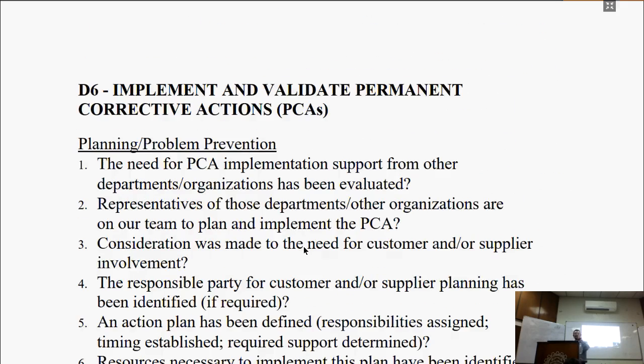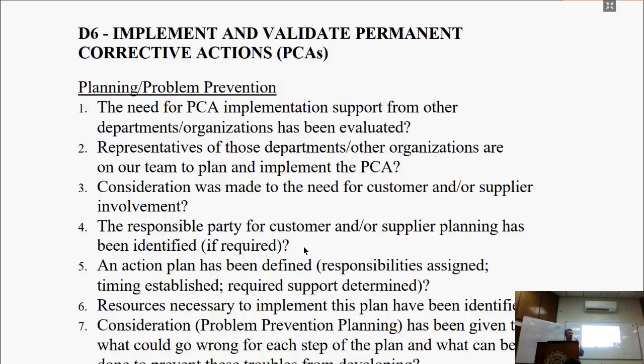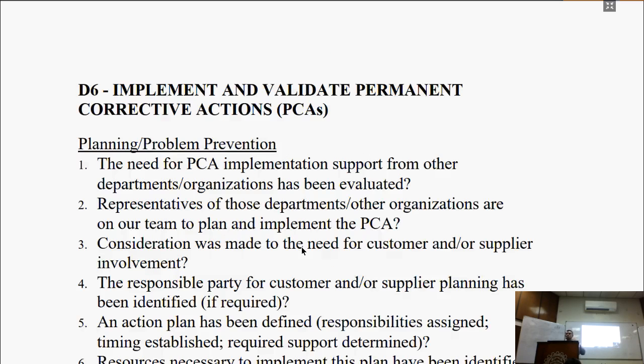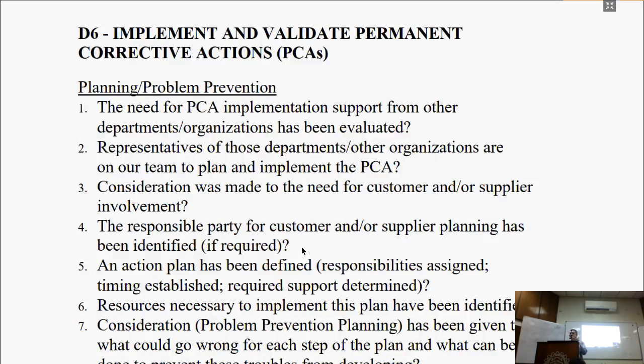Now, keep your ears focused: causal factor. One is what is causing the issue, right? So first you do your D4 for causal factors, D5 is what is the corrective action for the causal factor, and then D6, you implement the corrective action and verify that whatever you implemented addresses the issue and resolves it.